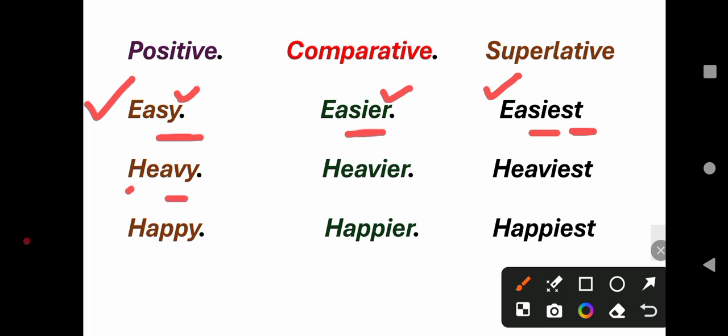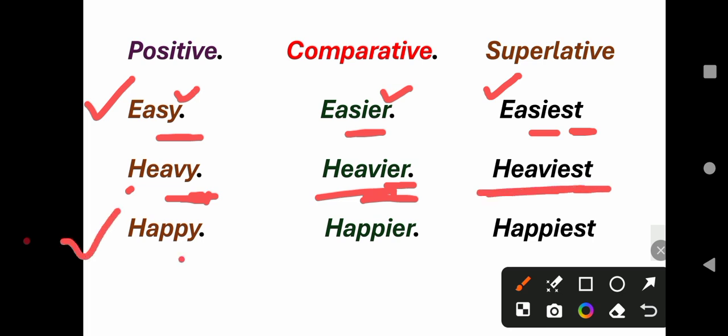Heavy, that also ends in Y, changes into I and by adding ER in the comparative to form heavier. In positive, heavy, that ends in Y, changes into I by adding EST in the superlative to form heaviest. Happy, that is also ending in Y, changes into I by adding ER in the comparative to form happier. Positive, happy, that ends in Y, changes into I by adding EST in the superlative to form happiest.